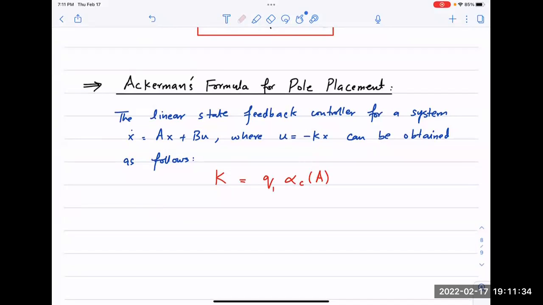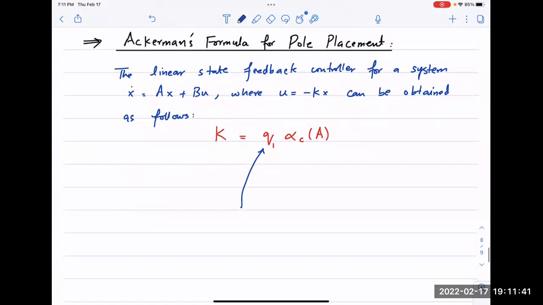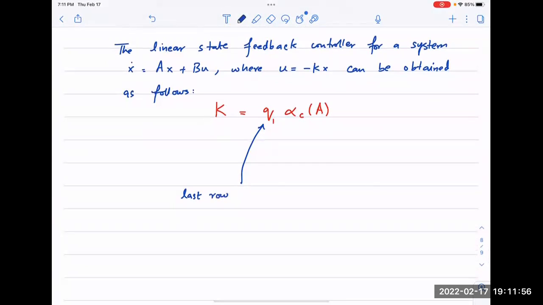Right, so what is the Q1? Q1 is the last row of the controllability matrix inverse, B, AB, up to A to the n minus 1 B, and there's an inverse here.